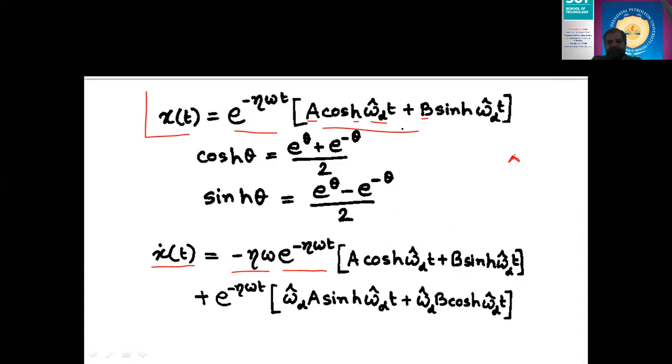Then for the second term, the first term stays as it is, e raised to minus eta omega t. Now let us differentiate this term. Omega d will come out, so A into omega d cap, cosh becomes sinh, so sinh omega d t, plus B, omega d will come out, so B into omega d cap, sinh becomes cosh, so cosh omega d t. This is the derivative of this.